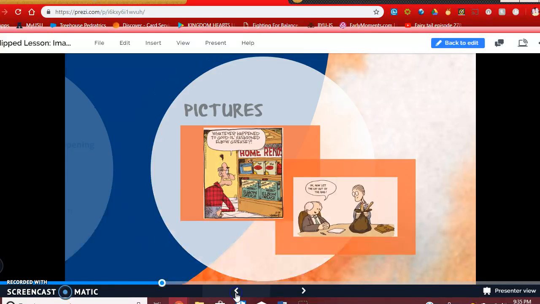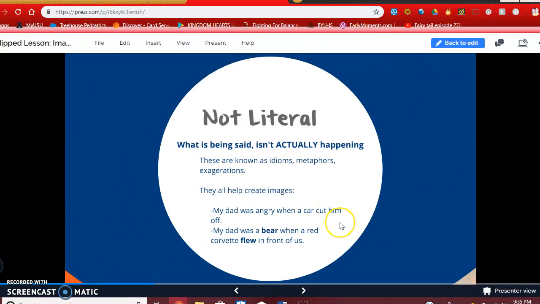All right, so next, here's another example. What's being said isn't actually happening. So this is idioms, metaphors, and exaggeration. These are great ways to bring out imagery. Here's an example: "My dad was angry when the car cut him off." You get what it's going for, but if you describe it as "My dad was a bear when a red Corvette flew in front of us," not only have you used red Corvette so you can see the car, but the car didn't fly, and my dad isn't actually a bear, even though he may look like it, right? So these types of literary devices create more imagery.